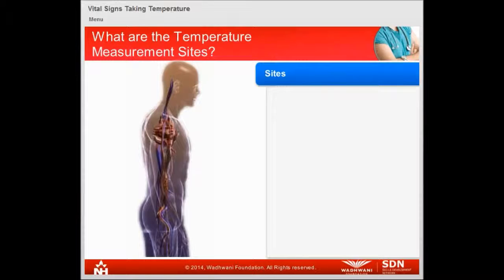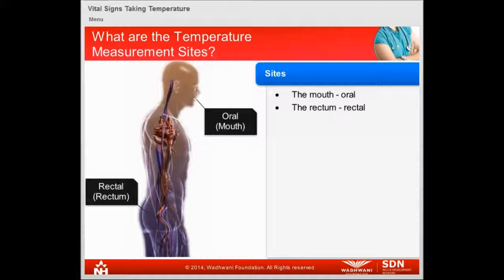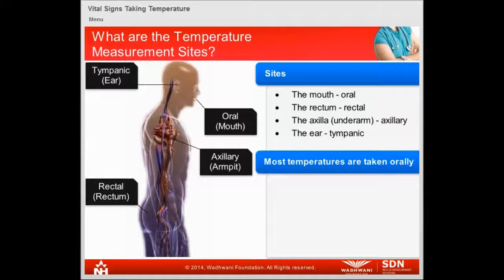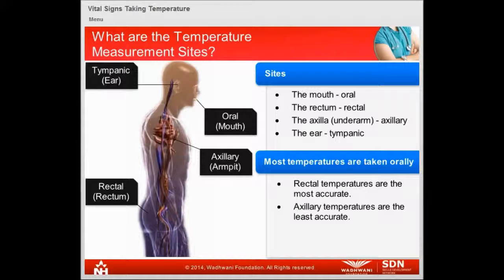The temperature measurement sites in a human body are the mouth, also known as the oral site, the rectum, which is called the rectal site, the axilla or the underarm, known as the axillary site, and the ear or the tympanic site. Most of the time, temperatures are taken orally. Rectal temperature measurements are the most accurate, whereas axillary temperature measurements are the least accurate. Sometimes, temperature is also measured at the temporal site, that is the forehead.